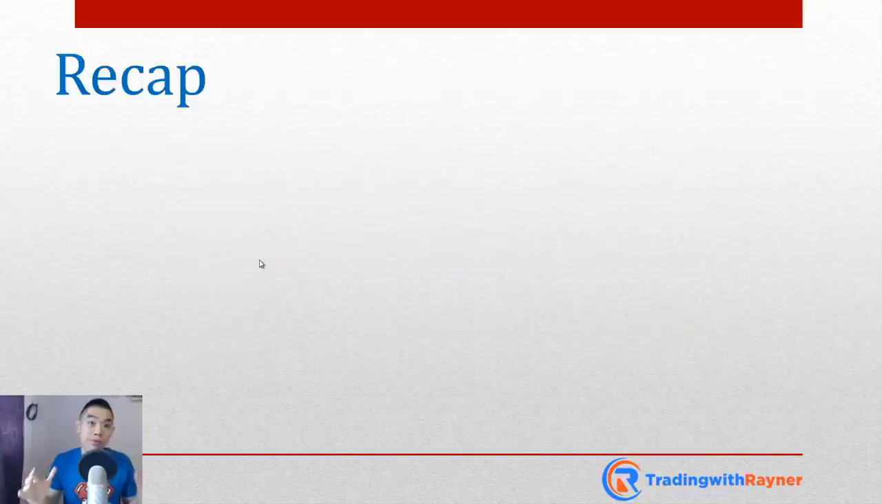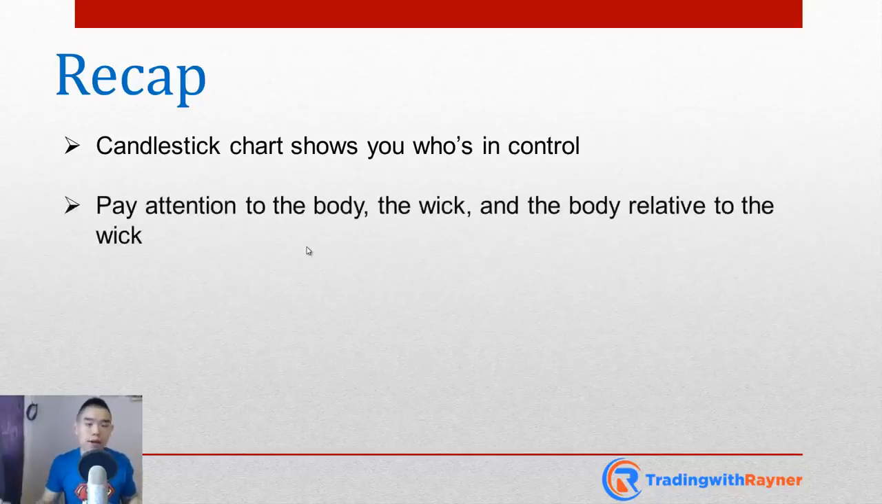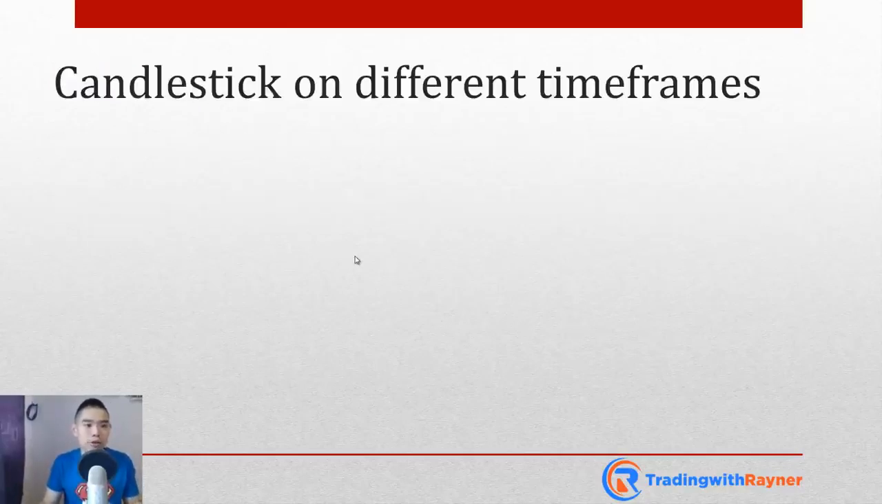So now let's do a quick recap, shall we? A candlestick chart shows you who's in control. Remember, I said pay attention to the body, the wick, and the body relative to the wick. That is important as well, because if you have a bullish close, but your wick is much longer than the body, it's still a sign of price rejection. Okay. So moving on, candlesticks on different time frames.